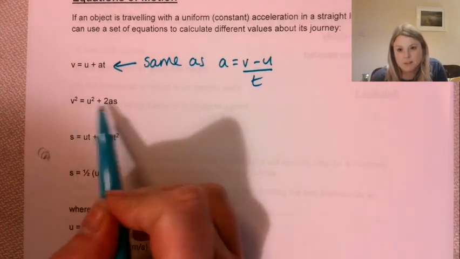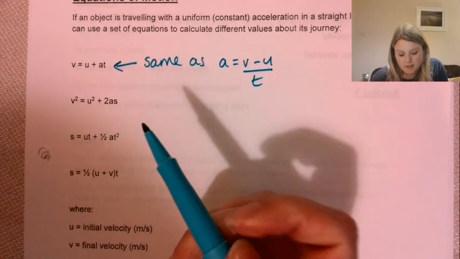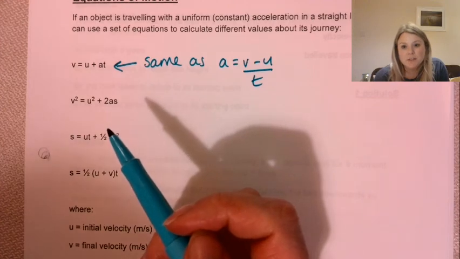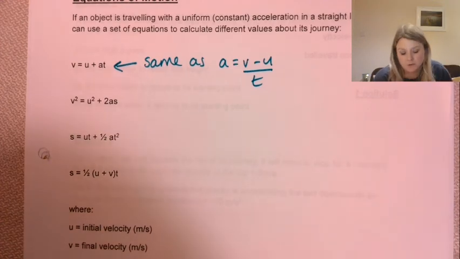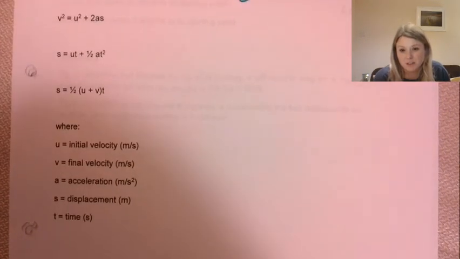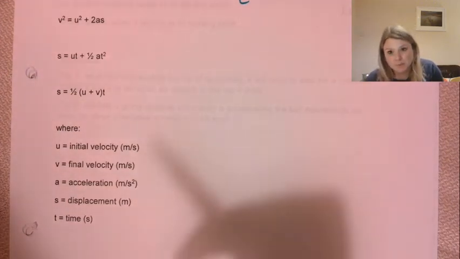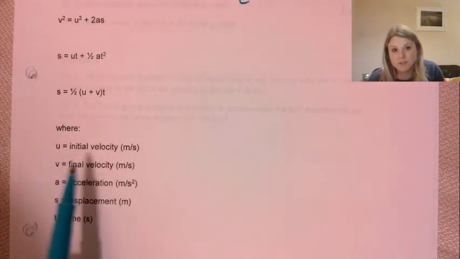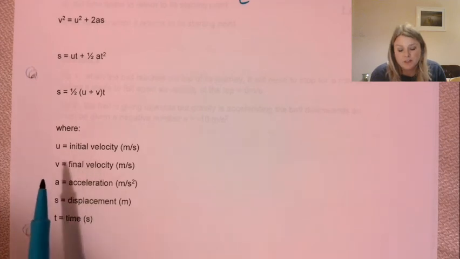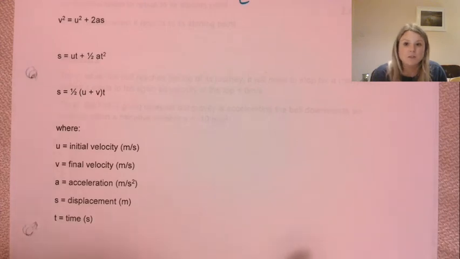Now we haven't seen these ones, but I should have said actually the letters that we use in here are the same letters we have been using. So I'll look at that before I go on to any of the other equations. U is the starting velocity or the initial velocity, V is the final velocity, A the acceleration, S the displacement, and T time. So it's all the letters that we're used to using.